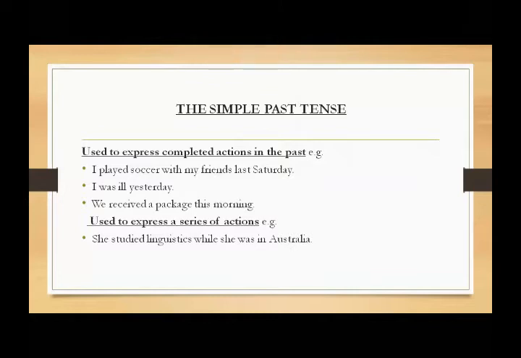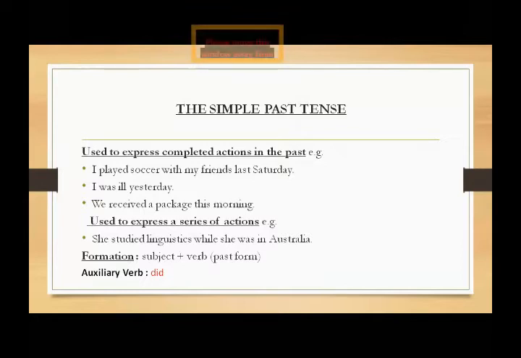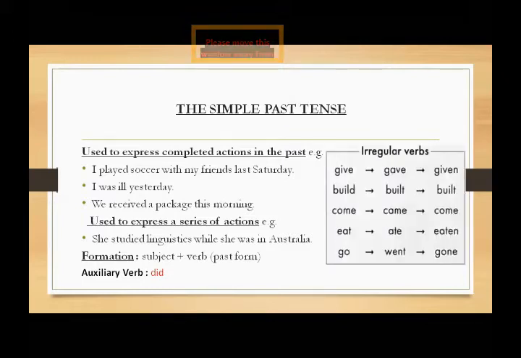Now, okay, what is the formation? For formation, we use subject plus the past tense of the verb, meaning the second form of the verb. And you know there is no auxiliary in the simple sentences, so we have to use did. Okay, so let's change some of the sentences that we have used into negative and interrogative.